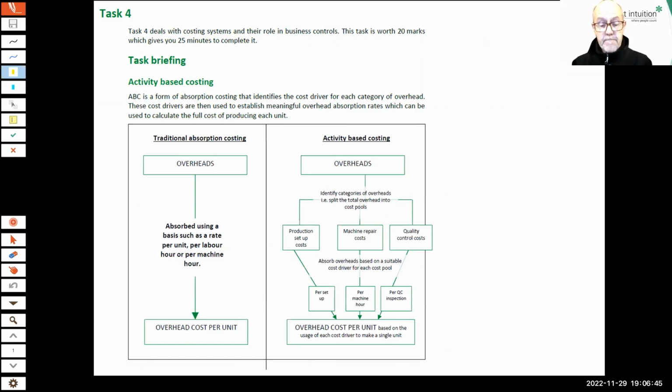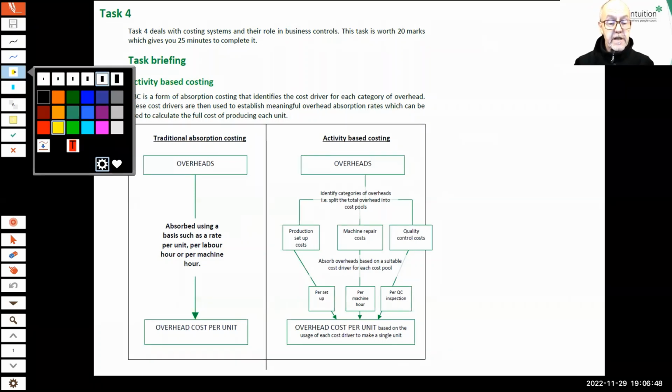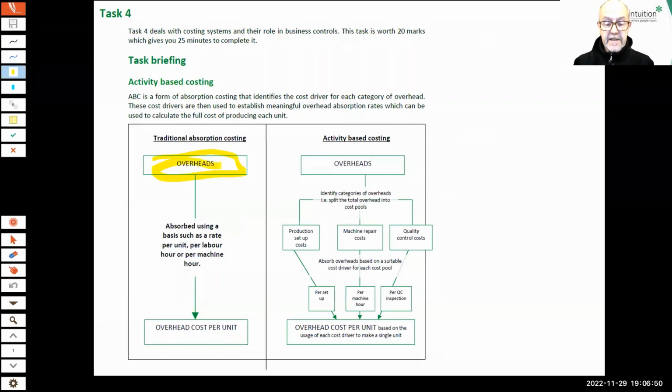The difference being with traditional costing, we take all of the overheads just as a total, and then we divide it by a rate which can be per unit of output, so it can be per item produced. That works okay if you only make one product. If you only make a single product, no need to complicate things. Alternatively, per labor hour, if the majority of your overhead costs are involved in keeping people working, then labor hour.